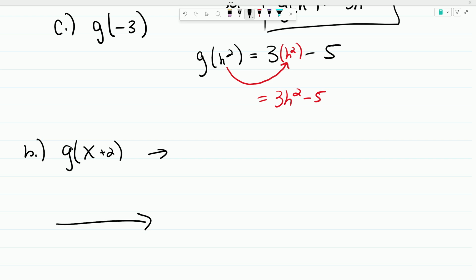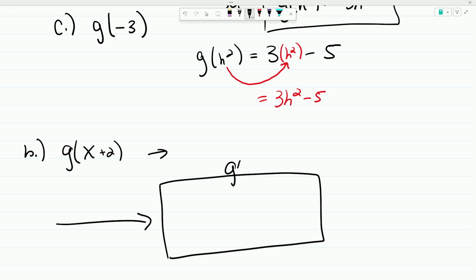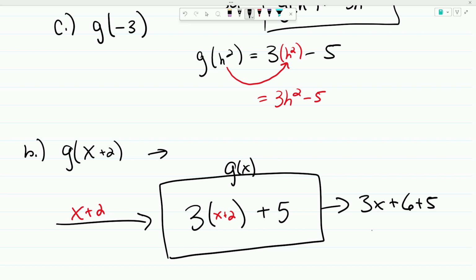So here's my calculator. It's called g of x. It only knows how to do 3 times something minus 5. In this scenario, you are typing in x plus 2. The x plus 2 comes down into here. And then it'll output 3x plus 6 minus 5, which is 3x plus 1. Yes, the calculator knows how to distribute. It would take 3 times x, 3 times 2, which is 6, and then combine like terms. 6 minus 5 is 1.